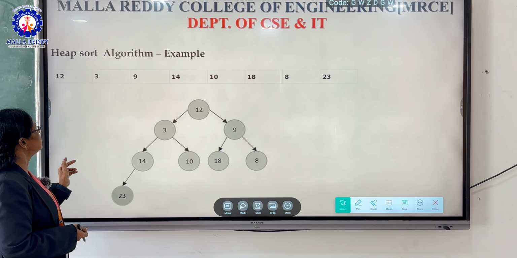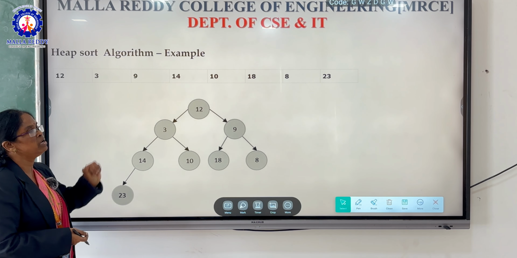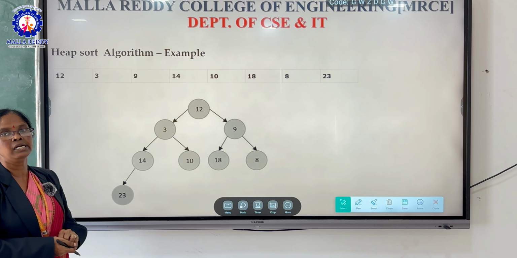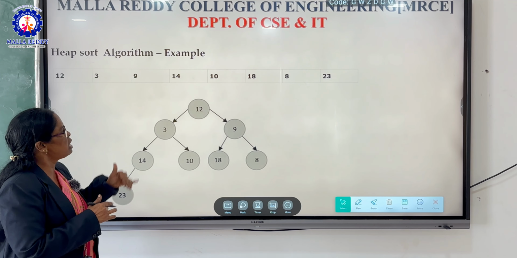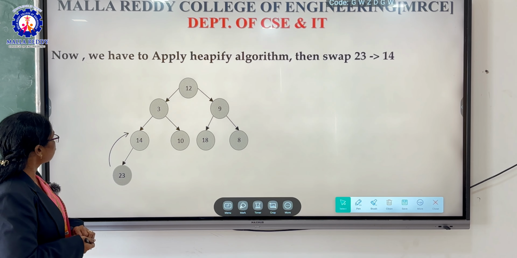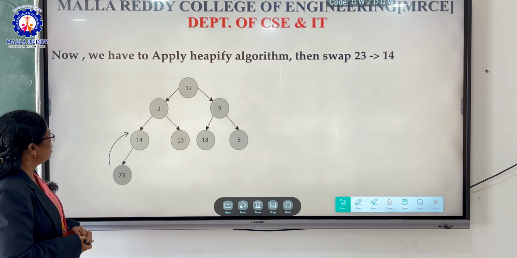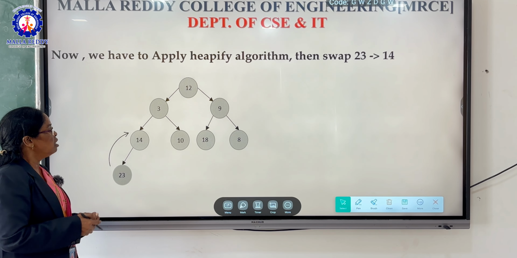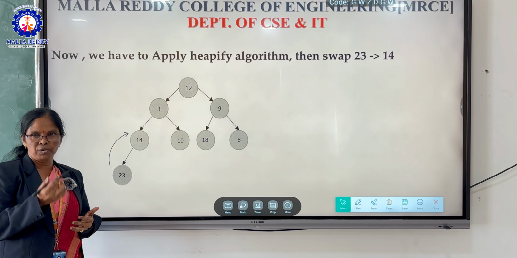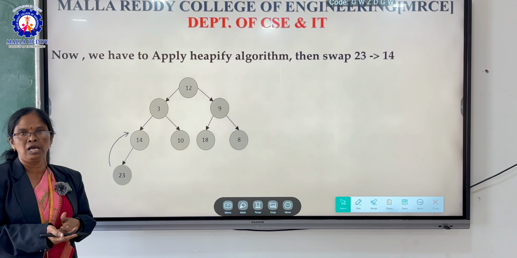Let us apply an example based on the concept of heap sort. Based on the given elements, the first element should be treated as the root node, and we construct it following the binary tree concept. Now we apply the heapify algorithm, checking whether a parent is greater than its child or not. If it is greater, we have to swap the elements.